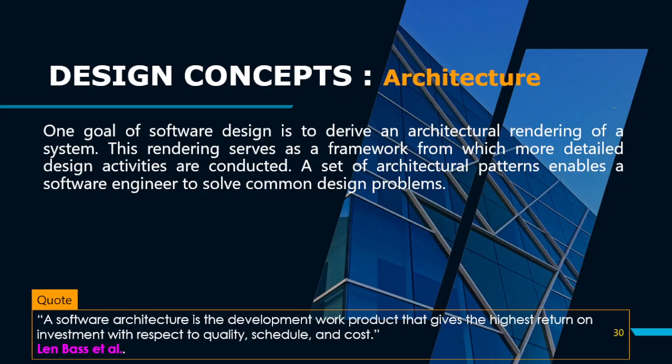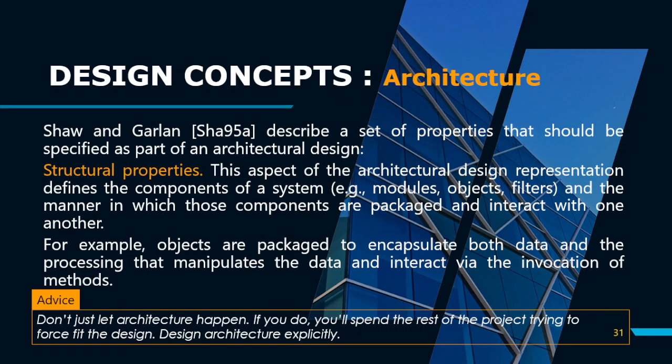Len Bass tells us that a software architecture is the development work product that gives us the highest return on investment with respect to quality, schedule, and cost. Shaw and Garlan describe a few properties that should be specified in the architecture design. The first is structural properties. This aspect defines the components of a system, like modules, objects, filters, how objects interact with each other, and the manner in which those components are packaged and interact with one another.